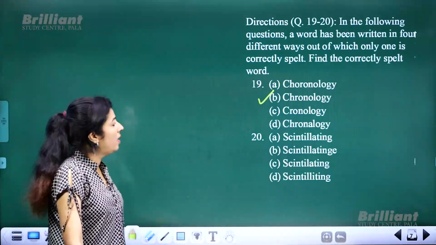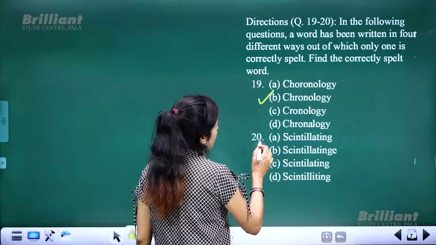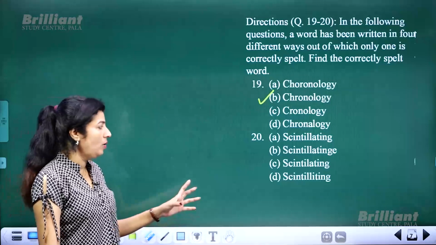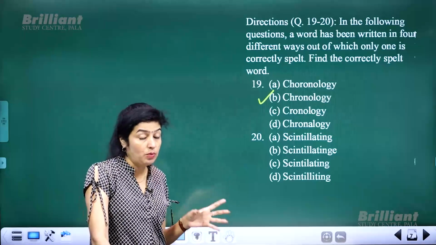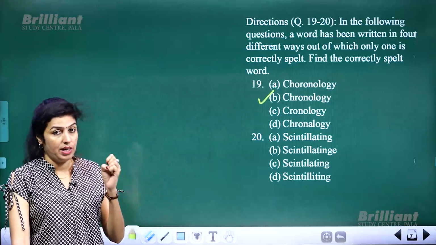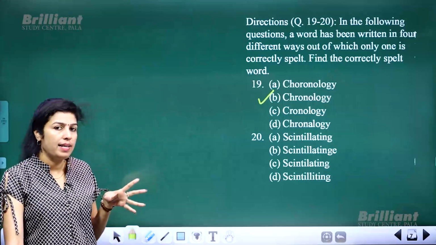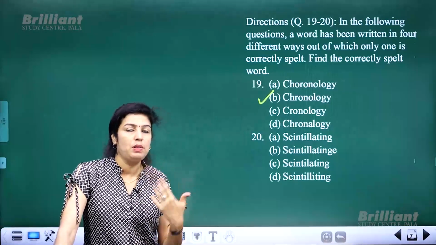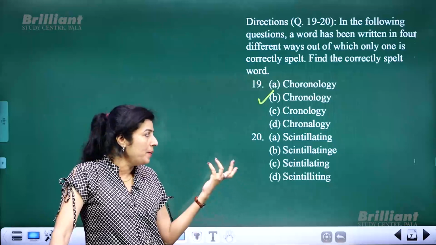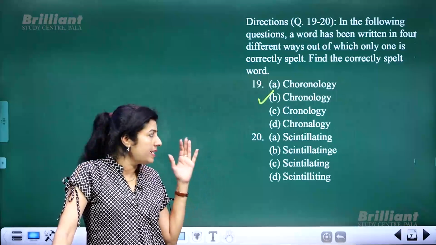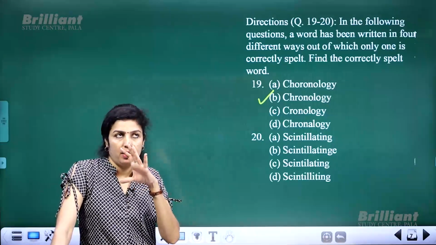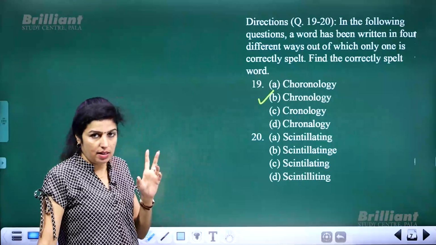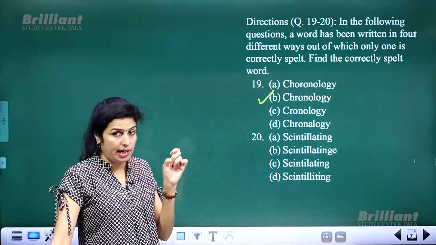Okay, exactly the same way, question number 20 also, the word scintillating, and you need to find out which spelling is correct. What is the meaning of scintillating? I guess in one of the model exams we were asked to find a synonym for this word, right? That time itself we discussed this word, and I gave you the meaning also. Scintillating means something which is shiny or shining or glittering.